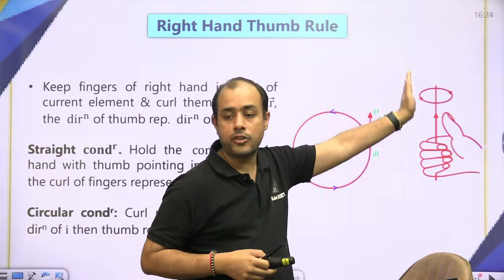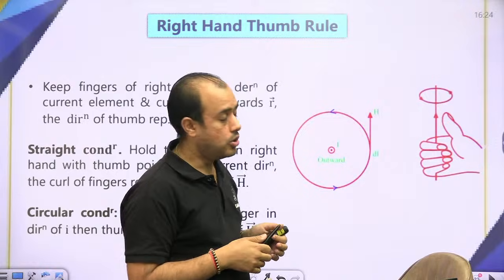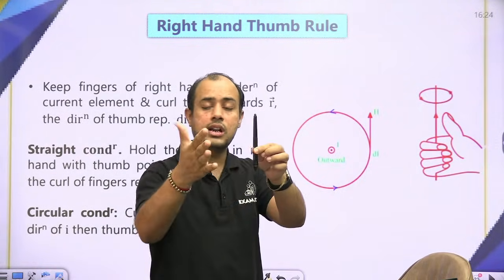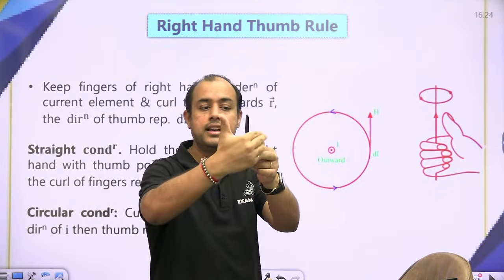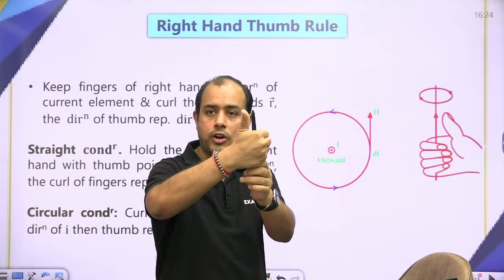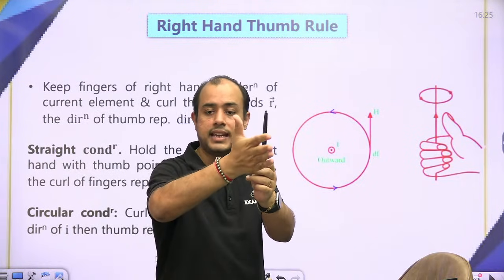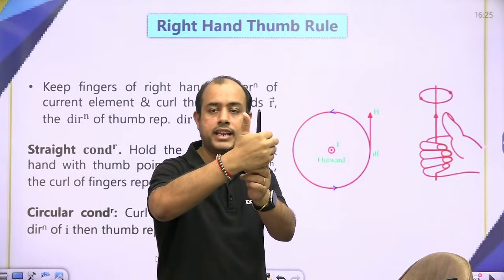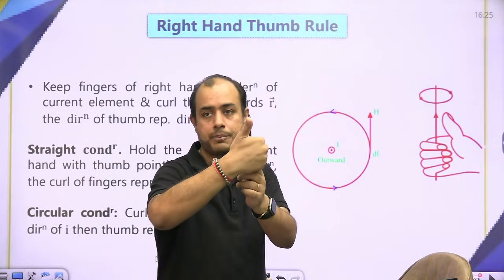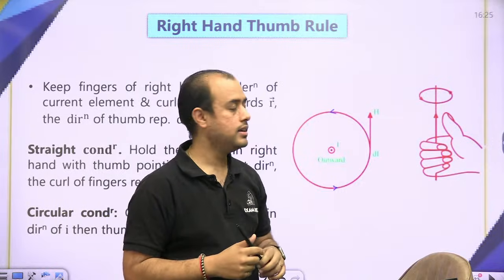If the current flows in a straight wire, okay, then hold the wire. Suppose this is the wire. Hold the wire in your right hand with the thumb in the direction of current. Then the curl of the fingers will give you the direction of magnetic field. Thumb in the direction of current, then the fingers tell you the magnetic field.